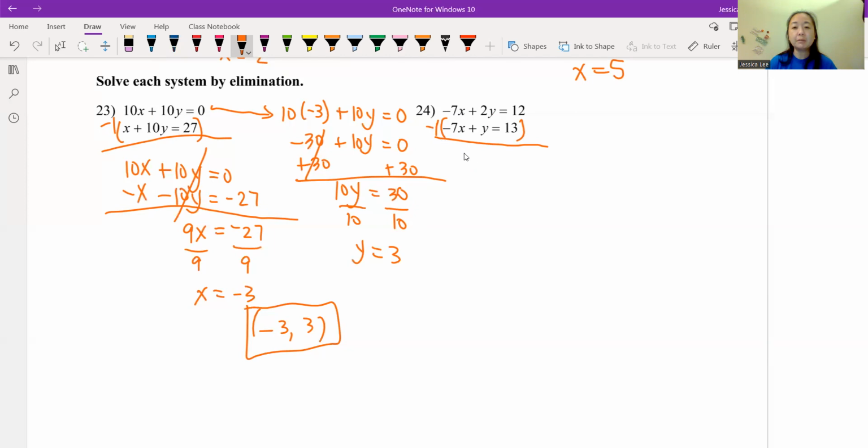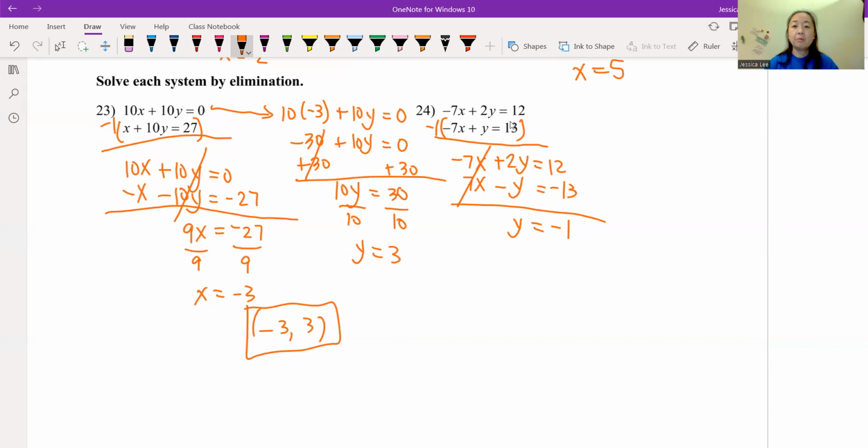So multiply by -1. So again, I'm going to just copy the top equation. And I'm going to multiply out my bottom equation. So that's going to be a positive 7x minus y is equal to -13. And now we're going to add these two equations together. My x's cancel out. They are eliminated. And 2y minus y is just y is equal to -1. Already solved for. Nothing to divide because it's just 1, right?